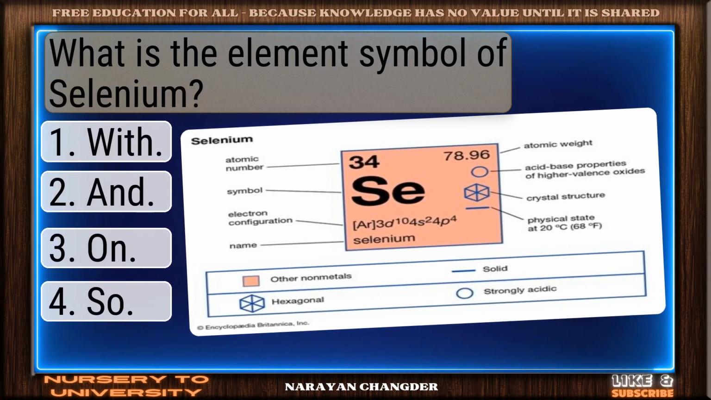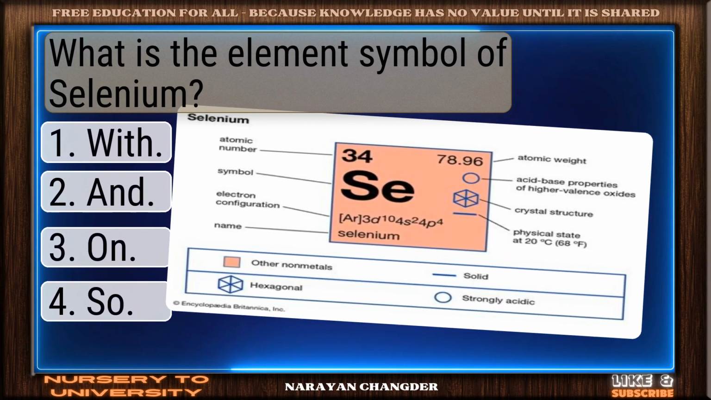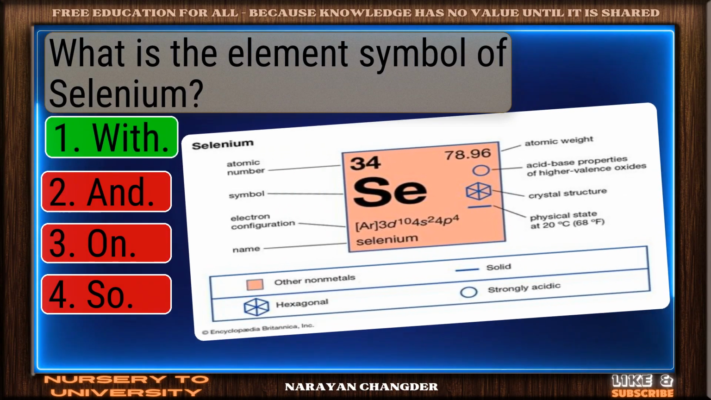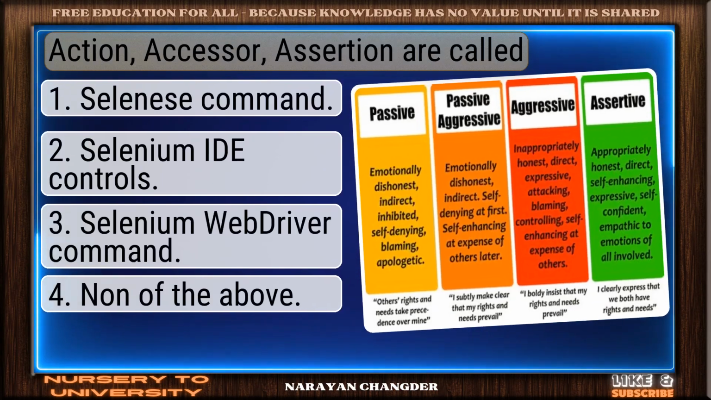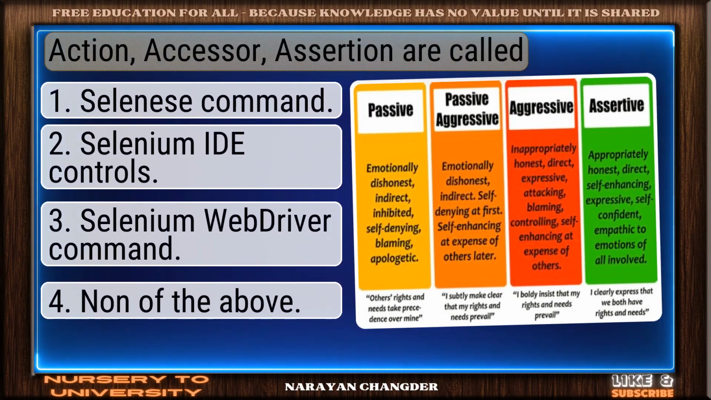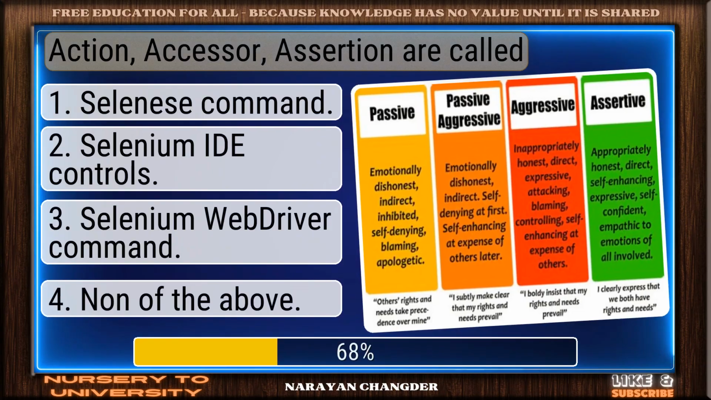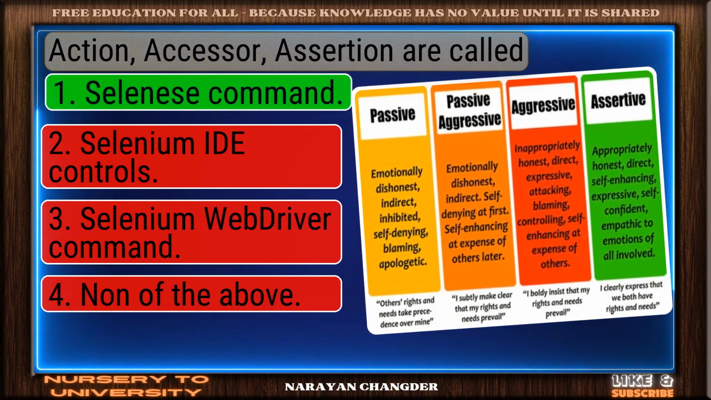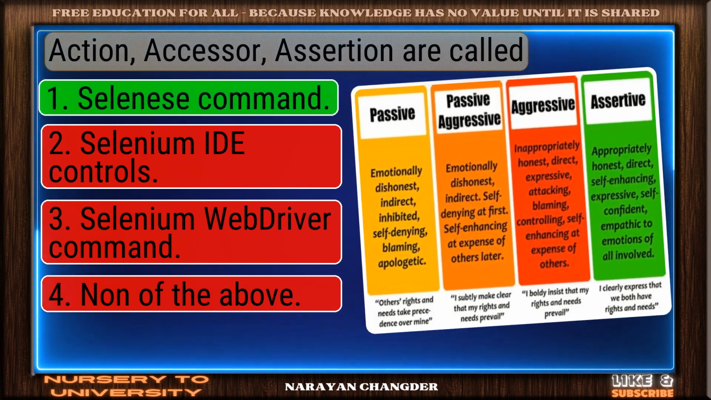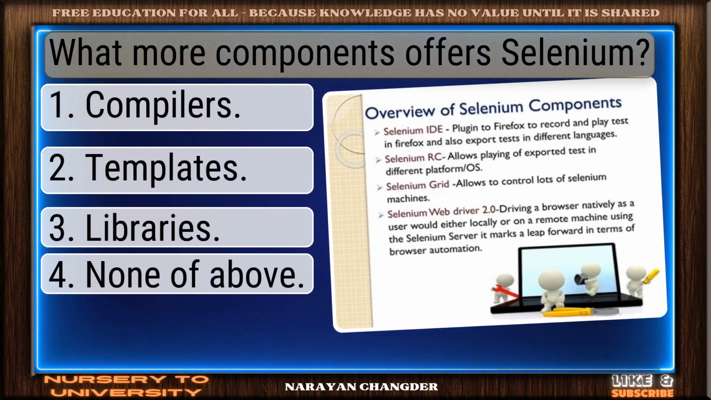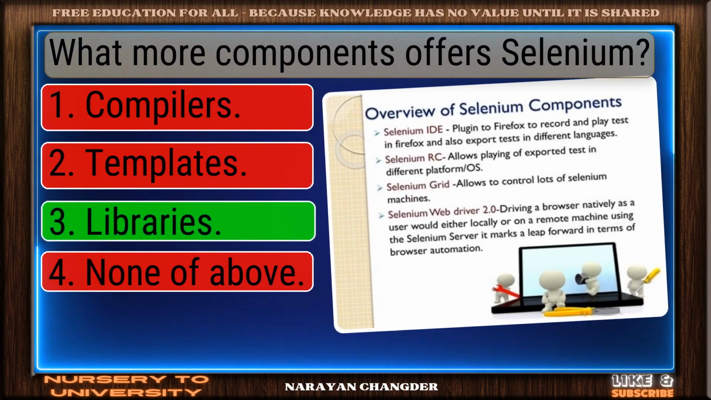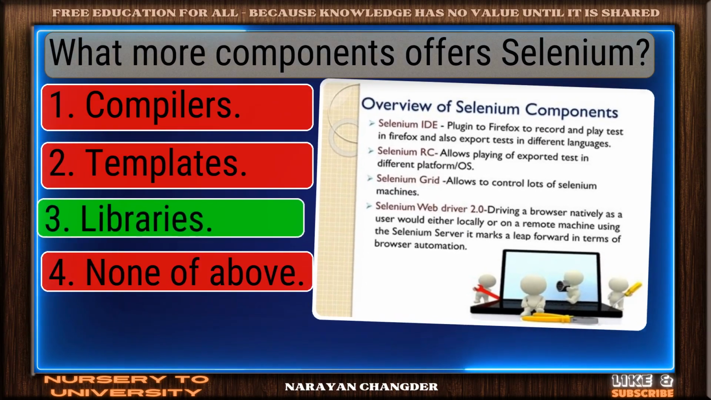Question number 55. What is the element symbol of Selenium? Bravo. Se is the answer. Question number 56. Action, accessor, assertion are called. Strong choice. Selenese command is the right answer. Question number 57. What more components offer Selenium? Nicely done. Libraries is a solid answer.